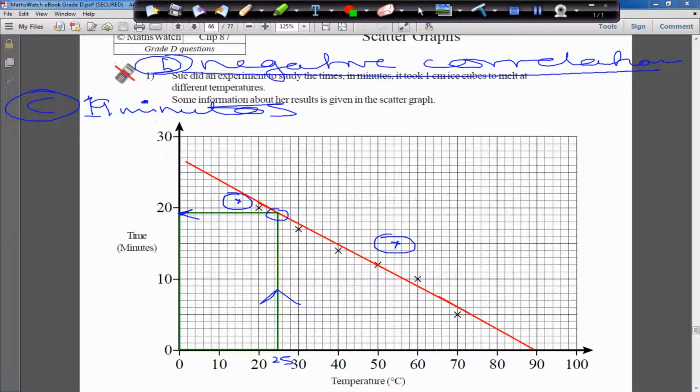Okay, next question. It says that Sue's data cannot be used to predict how long it will take a 1 centimeter ice cube to melt when the temperature is 100. Why is that? So for part D, why can't we say that? There are no data values to support that conclusion.